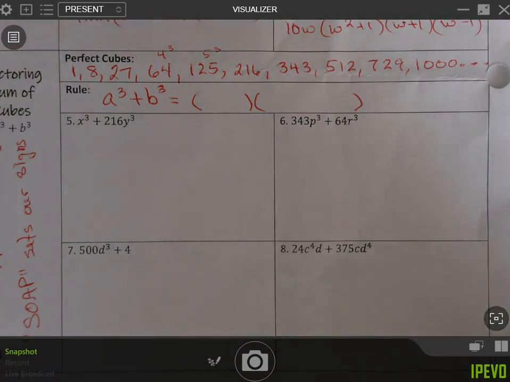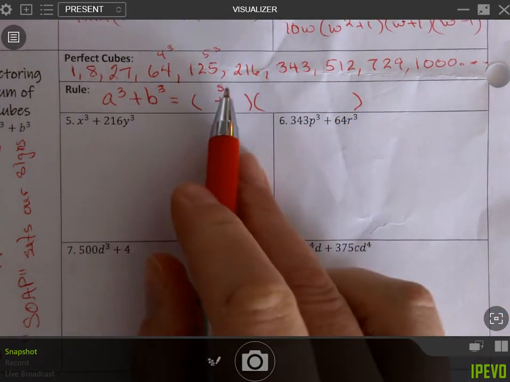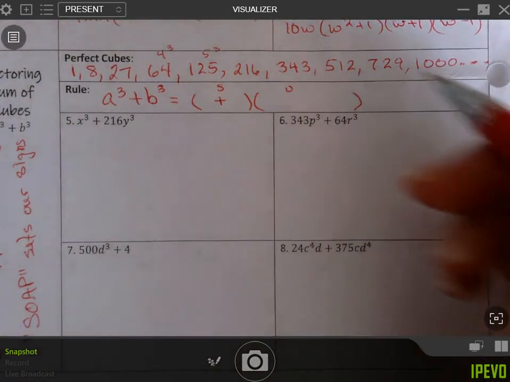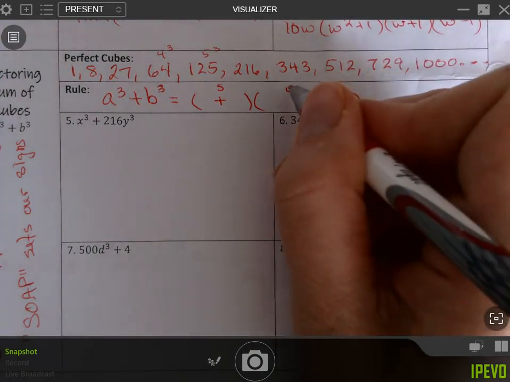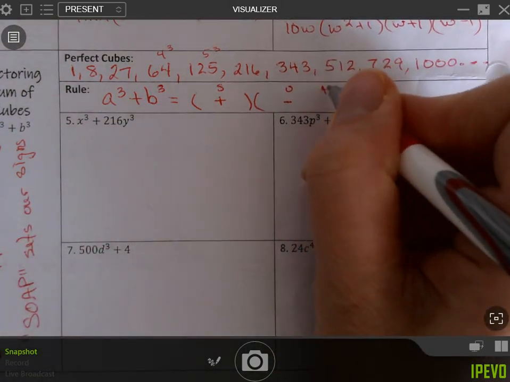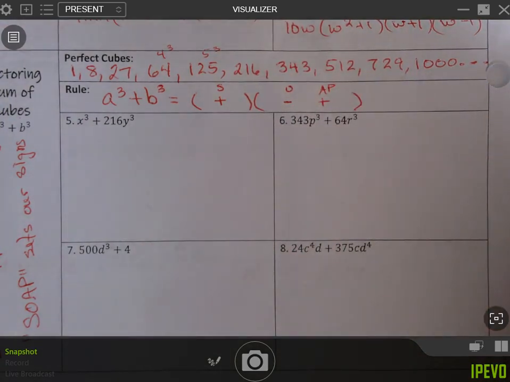Remember I said about SOAP? The first sign of my binomial is going to be the same. So there's the same sign as a plus. The next sign is going to be the opposite. What's the opposite of a plus sign? Minus sign. Look how smart you are, a minus sign. And the last sign is always positive. Doesn't matter what else is going on, the last sign is always positive. So I've got my signs set. That's what SOAP is, the acronym to help us. We don't have to think about signs.